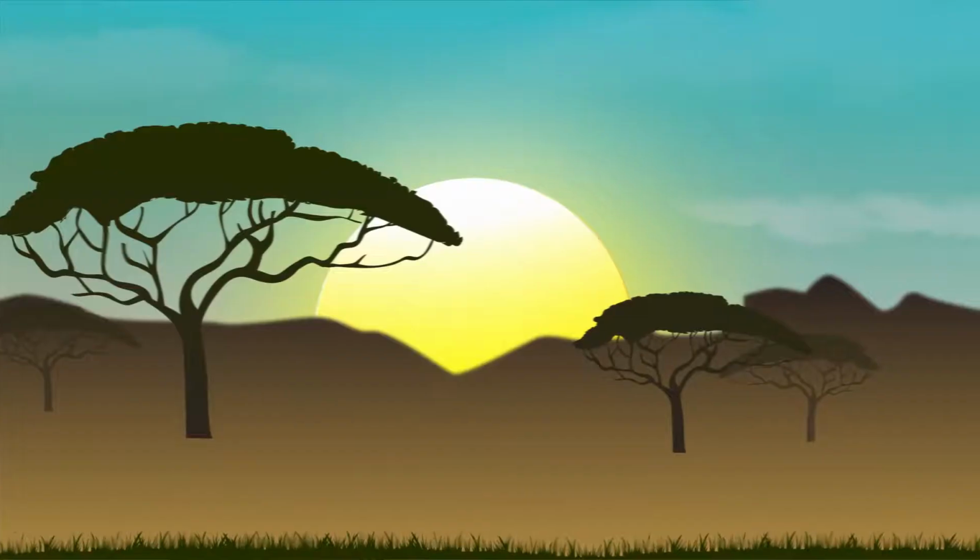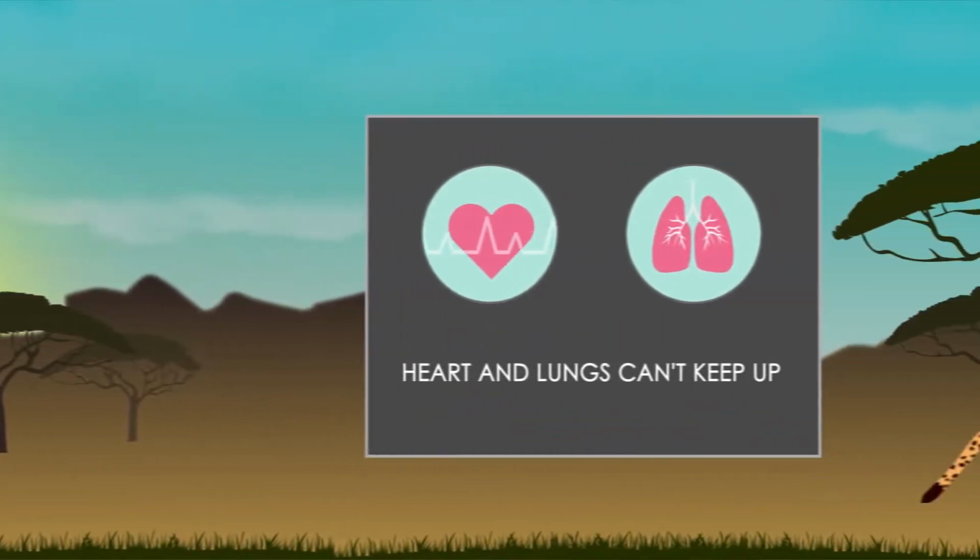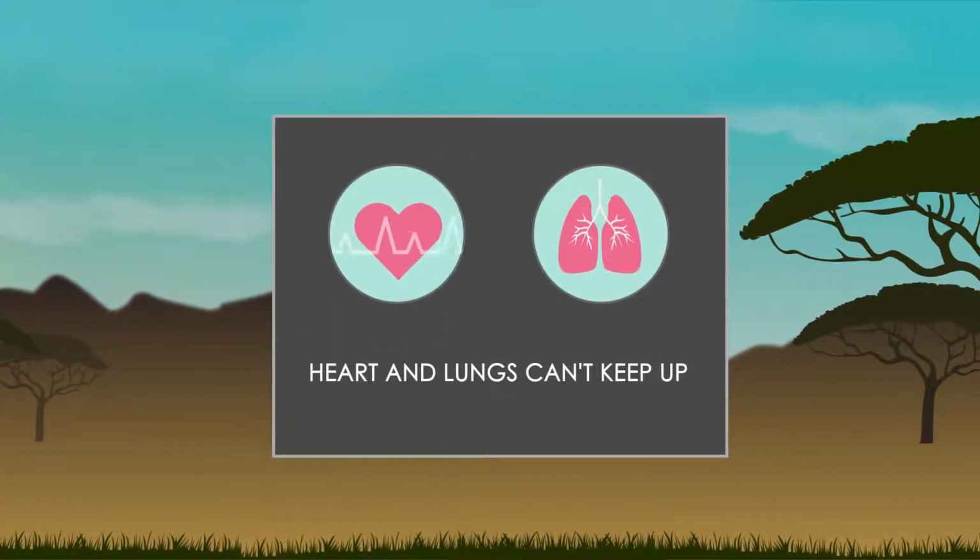Starting with animals. A cheetah sprinting to catch some prey cannot take in enough air and blood around the body fast enough for aerobic respiration. The heart and lungs can't keep up, so anaerobic respiration is carried out instead.